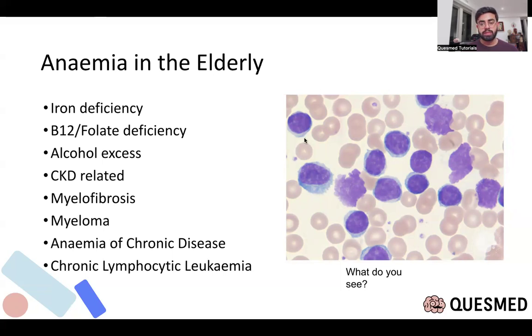And from this blood film, does anyone know what can be seen here? If you don't mind just putting either in the chat or the Q&A. Okay, so what this is showing actually, if you can see my mouse here, these cells are known as smudge cells, which are very common in CLL, which was the chronic lymphocytic leukemia, which is the last differential here.